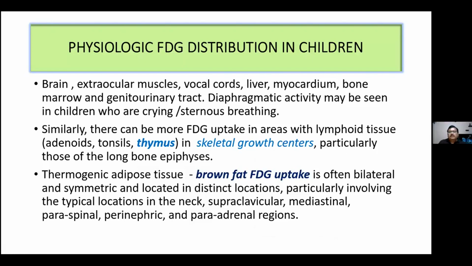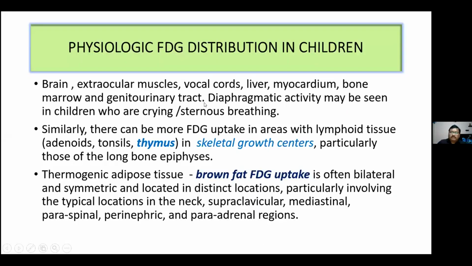Okay, thank you. So now, physiological distribution in children. This is very important. Why? Physiological distribution is in adults also. Why do we want to emphasize children? Physiological distribution is in the brain, extraocular muscles, vocal cords, liver, myocardium, bone marrow to a certain extent, and the GIT, genital tract, as well as diaphragmatic activity may be normal.